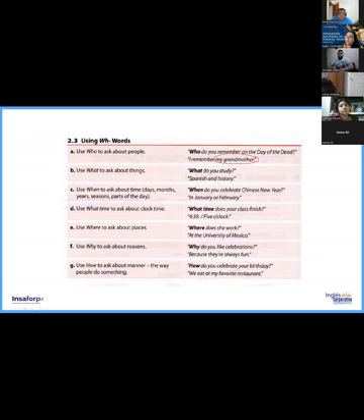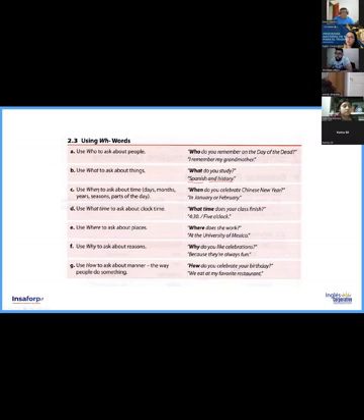Okay. Then we have what. Use what to ask about things, para preguntar acerca de cosas, or activities también, right? What do you study? Acá lo estamos respondiendo de la forma corta. I study Spanish and history. Is what, que, right?